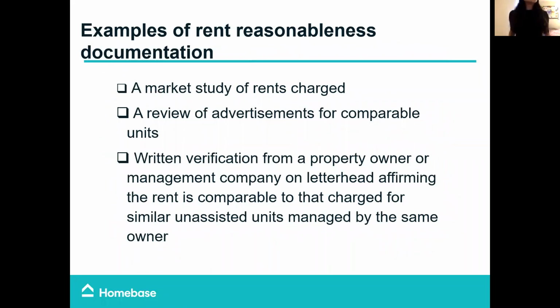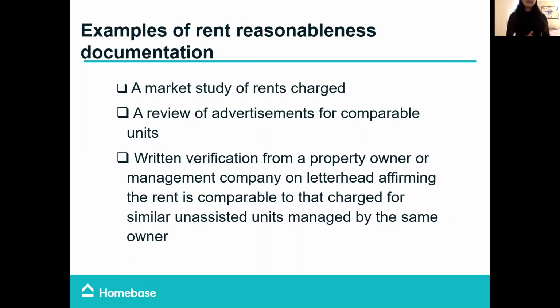So examples of rent reasonableness documentation include a market study of rents charged. Market studies can determine the value of certain features and what drives rent. Before your agency decides to conduct a market study of its own, you might want to look to agencies that collect and aggregate data, such as the Public Housing Agency, Chamber of Commerce, or commercial real estate firms, because they often publish market studies of rent.